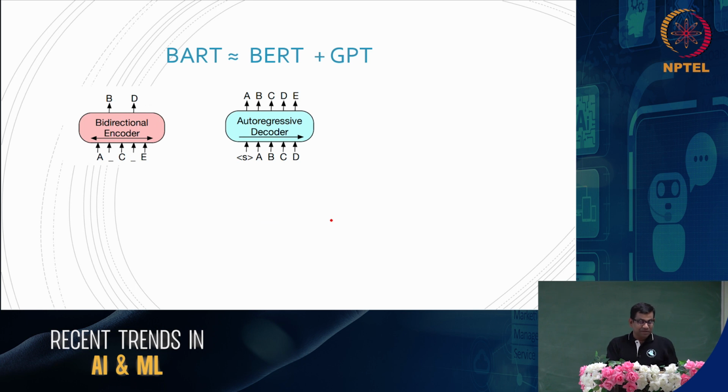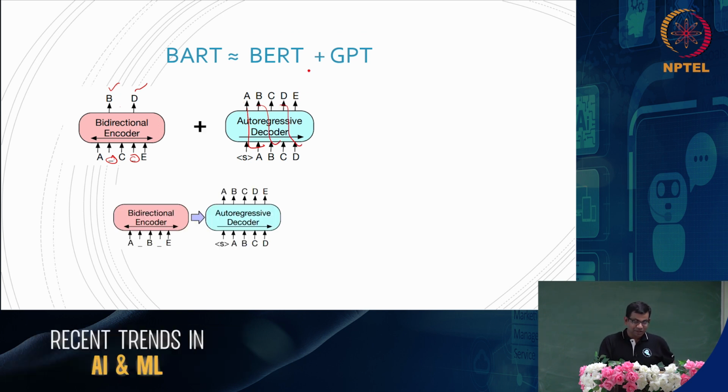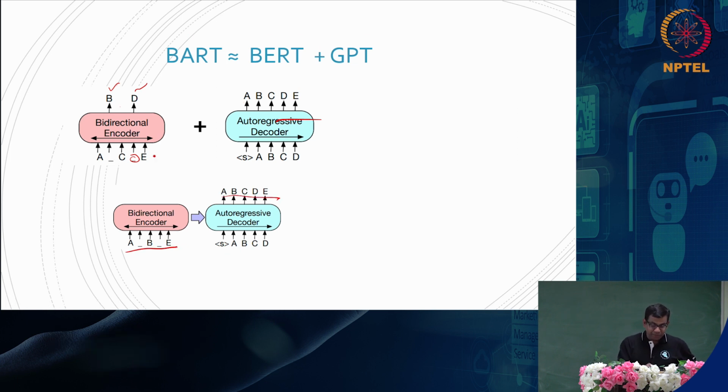And how is it combined? In BERT, the bidirectional encoder, you mask a few tokens and try to predict those tokens. And in GPT, you keep on generating the next token in an autoregressive way. These two together they combined and built one model. So here is your input and here is the output. You have corrupted the input, and the corruption can be of different types, but you have to predict the original, which is A, B, C, D, E, and the corruption can be anything.